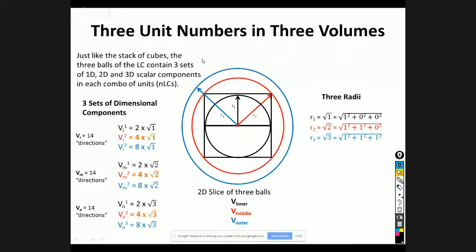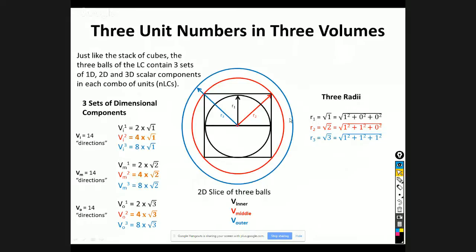It turns out that just like the stack of cubes, the 3 balls of the LC contain 3 sets of 1D, 2D, and 3D scalar components in each combo of units. So if we start with the 2 by 2 by 2 cube, that equals 8 cubes, and we slice it in the middle or collapse it down to 2 dimensions, we would see that we have 3 units that are defined in there.